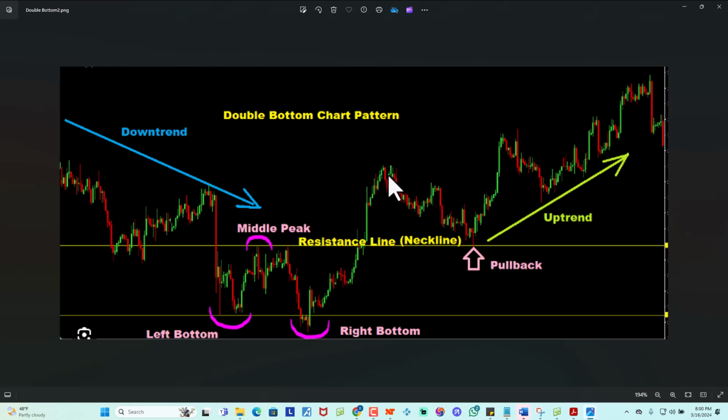Now, still, there are traders that want to come and quickly place a trade right above the neck and catch the ride, right? Yeah, there are traders that do that. They catch the breakout.